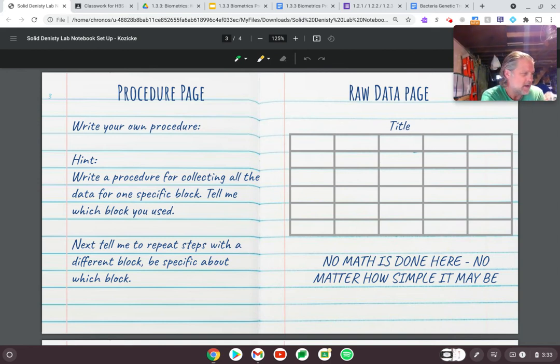Now, you were supposed to have written your own procedure. It was supposed to be step by step. So like step one, gather the materials perhaps. Step two, find the mass of your object. In this case, I don't have anything that's plastic here, so I just grabbed a cardboard box that I happen to have laying around that's full of random things like screws. And I would put that on the balance.